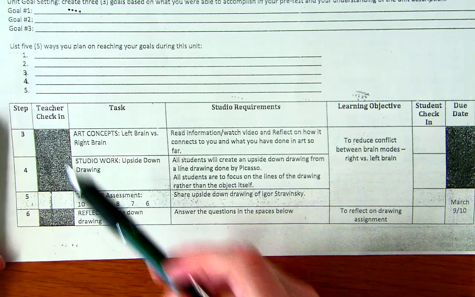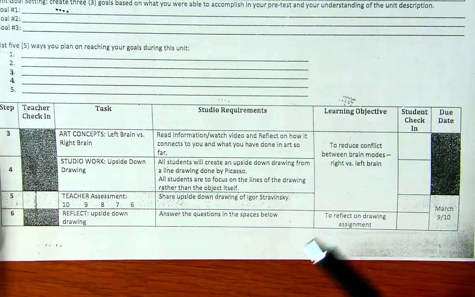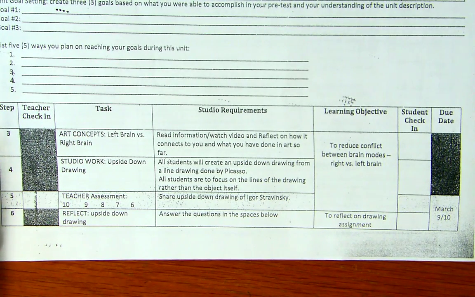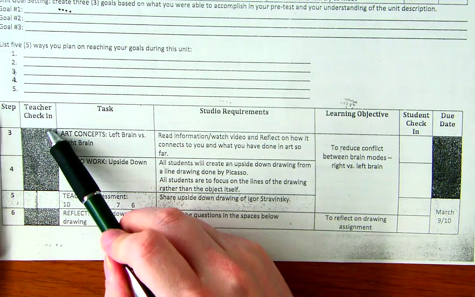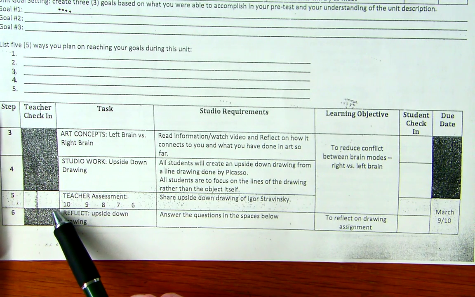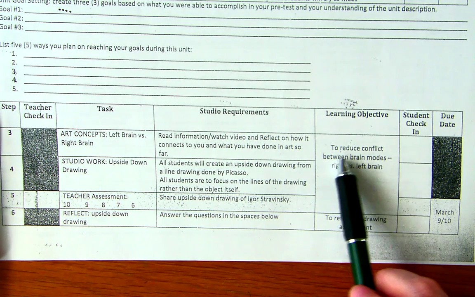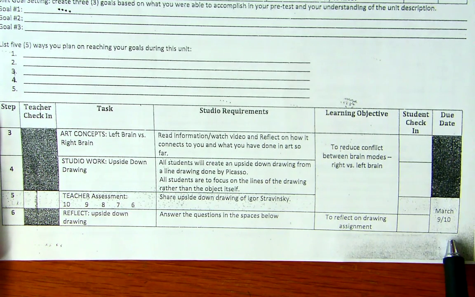Now, steps 3 through 6, also here. Now, it tells you right here, see all this black? You don't need to show me them until you get down here. Okay? So task, studio requirement, why you're doing it, student check-in, due date.